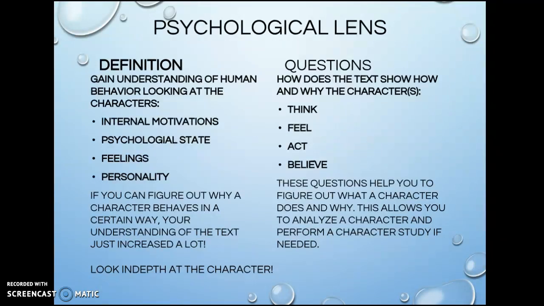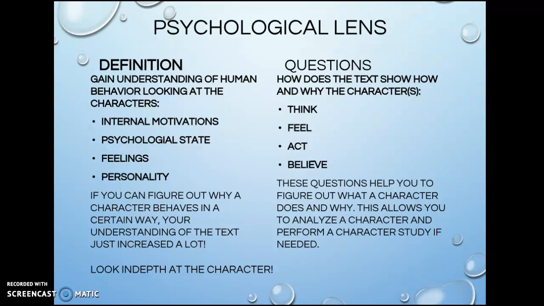Moving on. The psychological lens. Okay, so this, you can gain understanding of human behavior looking at the character's internal motivations, psychological state, feelings, and personality. Again, internal motivations we talked about. Internal motivations are what makes a character do what they do inside, their feelings and thoughts. External would be outside forces acting upon them. Internal motivations is just what makes someone do what they're doing.